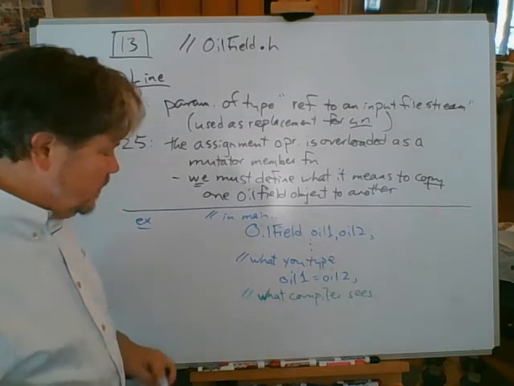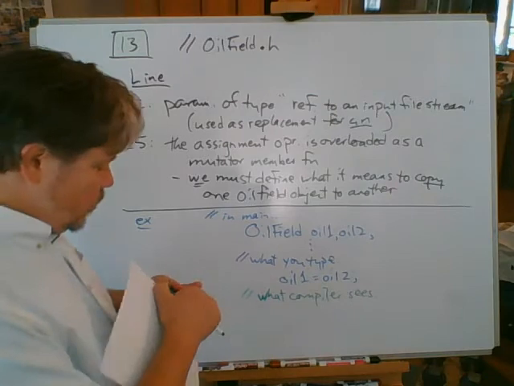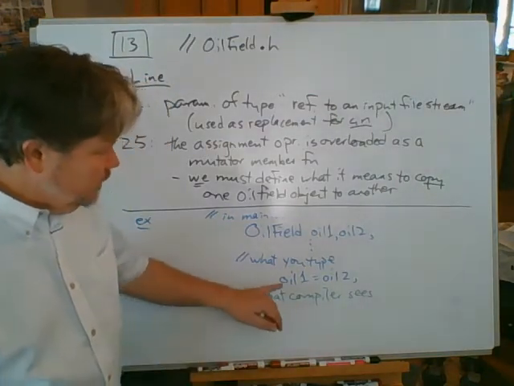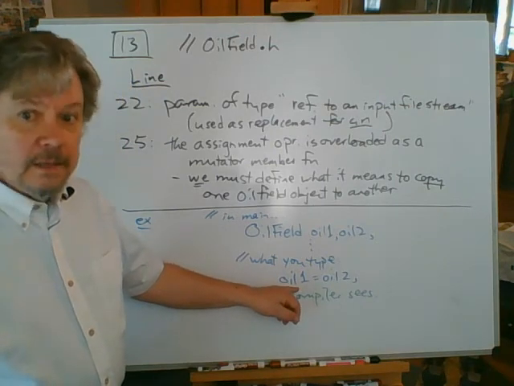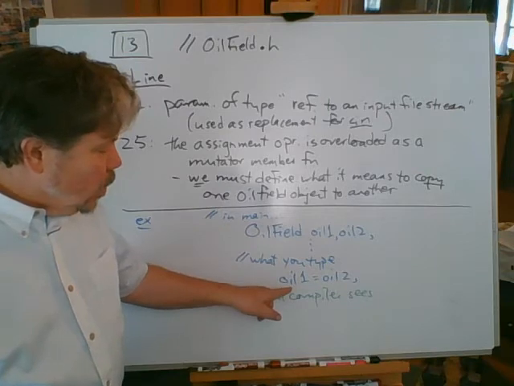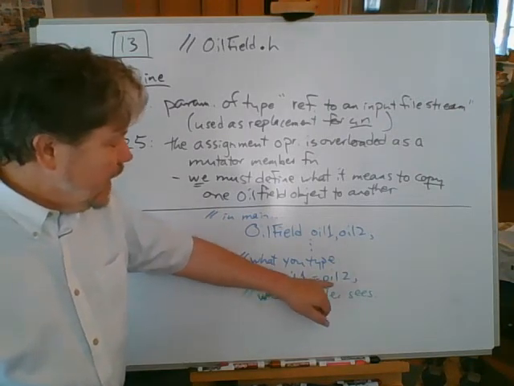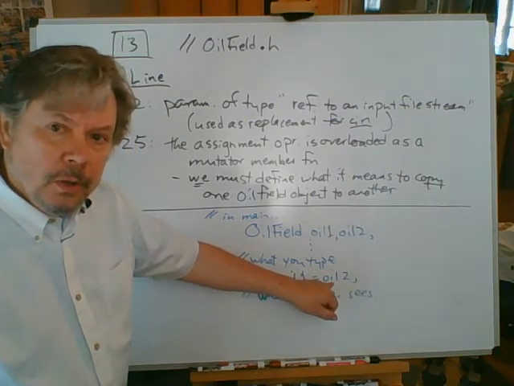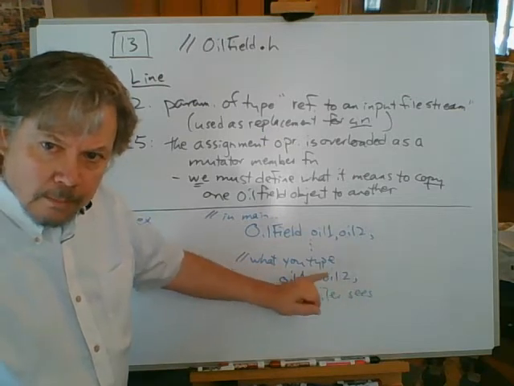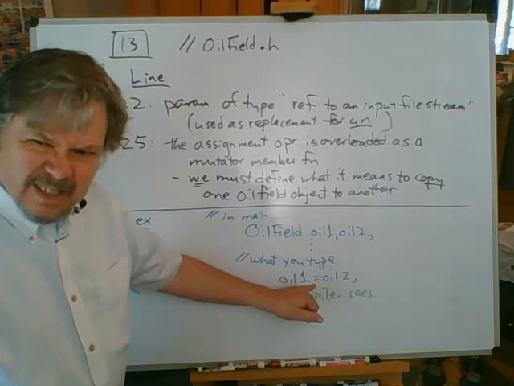What the compiler sees? We're innocent. We overloaded, or someone did it for us. The assignment operator got overloaded so that we could do this simple thing in the main program. Think about this real hard. This is a function call to a mutator member function on the oil1 object, and we're passing in oil2, another OilField object, as a parameter to that member function. That's the overloaded equals operator. Yes, it is that complicated.